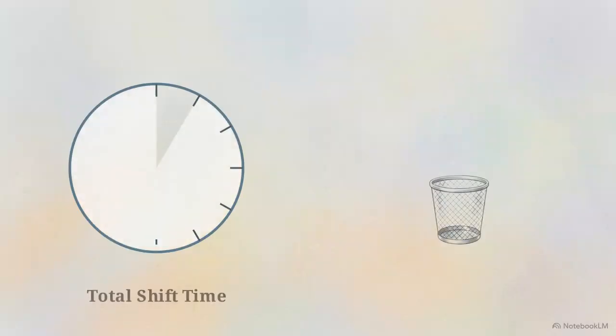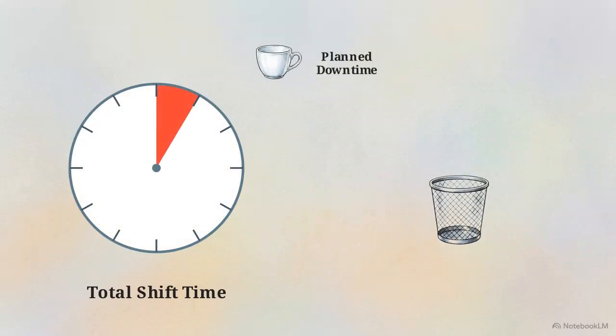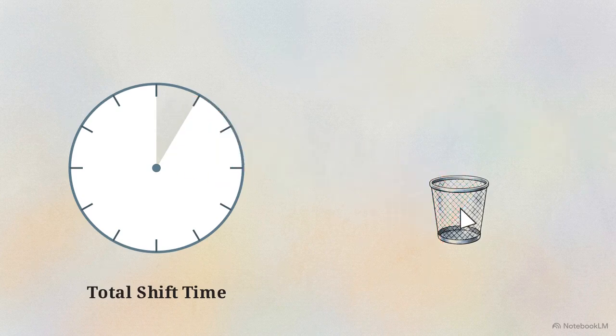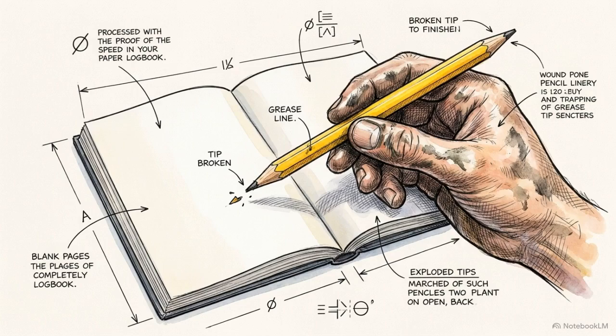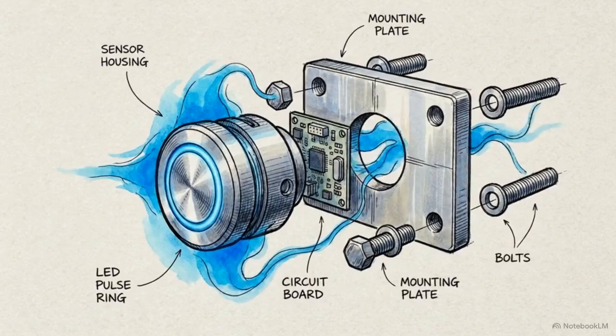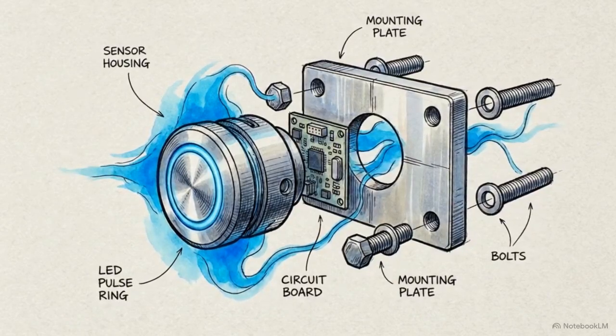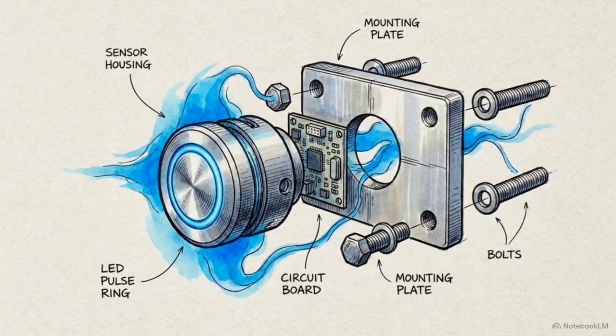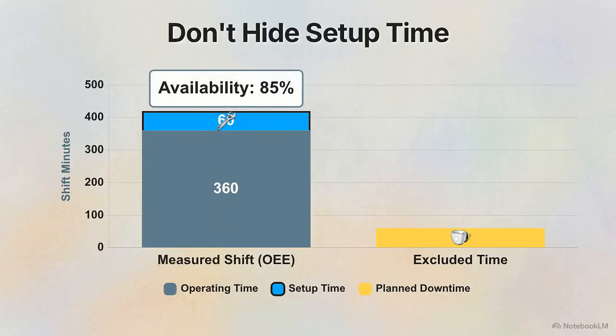Rule 2. Human operators will never reliably log 10-second microstops on a clipboard. Moving toward a smart factory requires integrating IoT sensors to extract data straight from the hardware's logic controllers. Rule 3. Never hide setup and changeover times inside planned downtime to artificially inflate availability scores. Doing so ensures those inefficiencies will never be corrected.